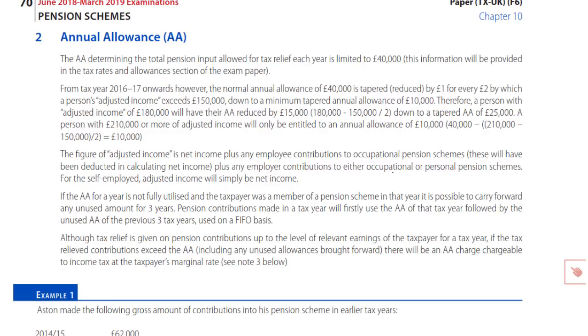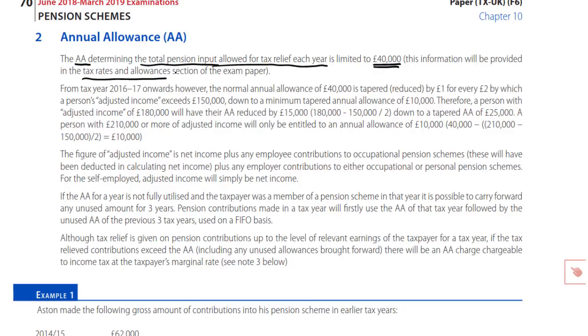So how do we work it out? The annual allowance, we'll call that AA from now on, determines the total pension input allowed for tax relief for each tax year. There's our limit, £40,000. That, again, will be given to you in your tax rates and allowances pages on your examination paper.